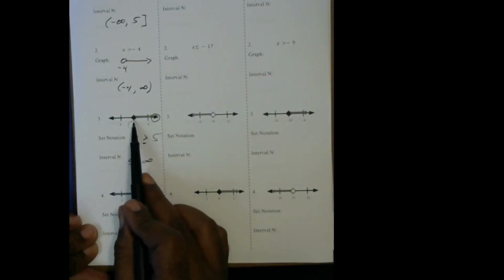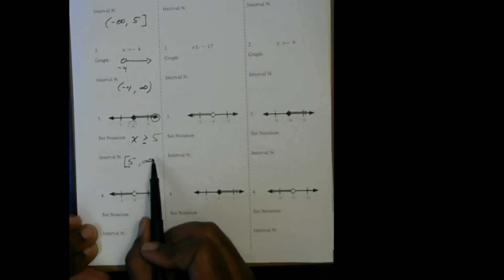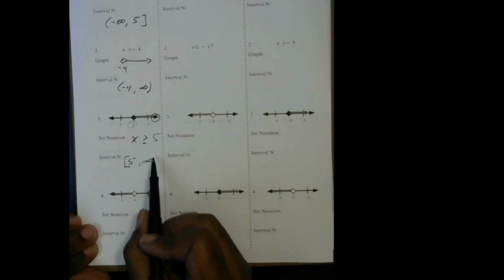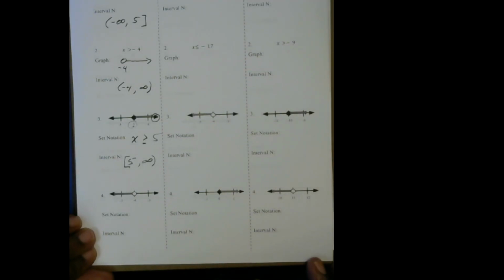Now, since 5 is being used, I'll put a bracket. That lets us know we can use 5, we can use 6, and everything else after 5. We won't use a bracket on infinity because we can't get to infinity. We can't use it, so we use a parenthesis. And we're done. All right, last one.